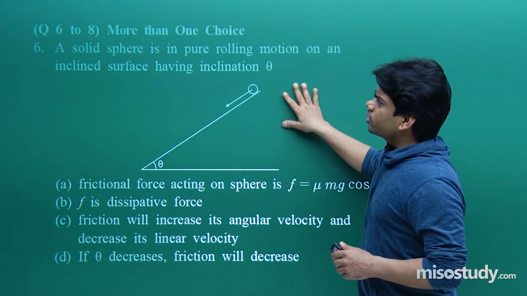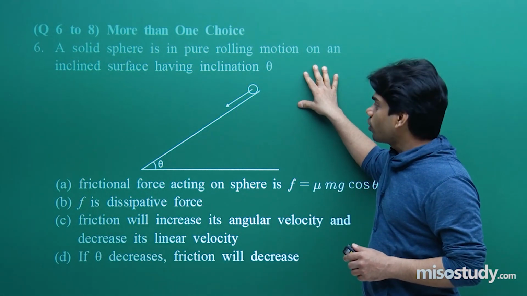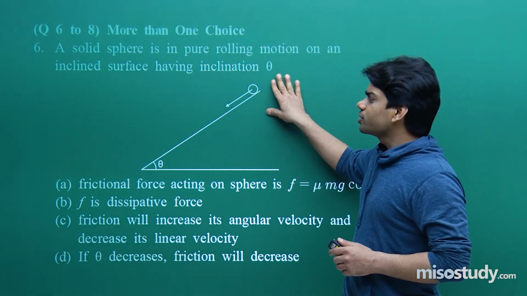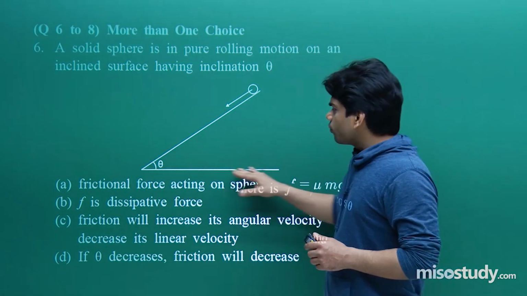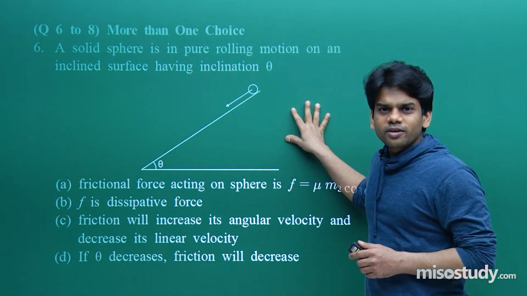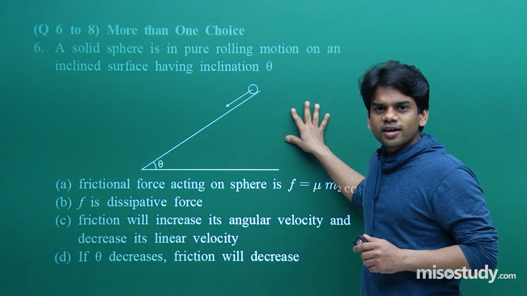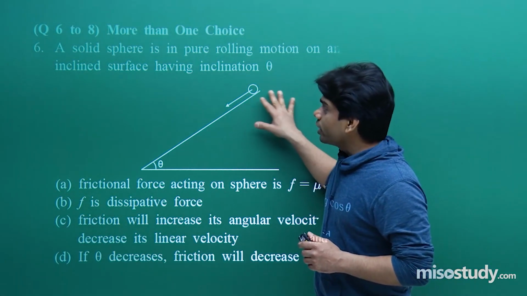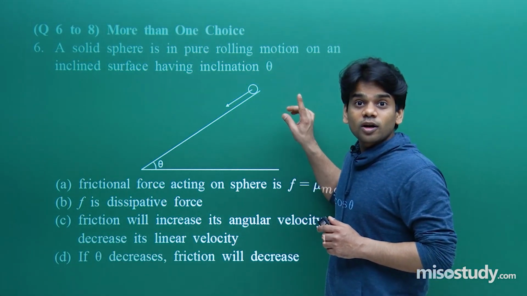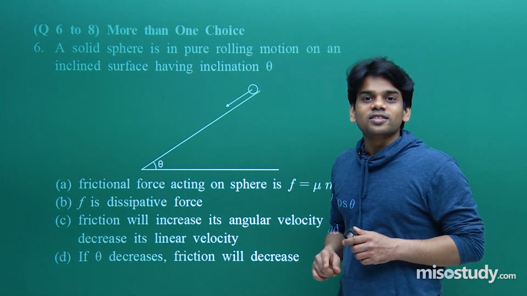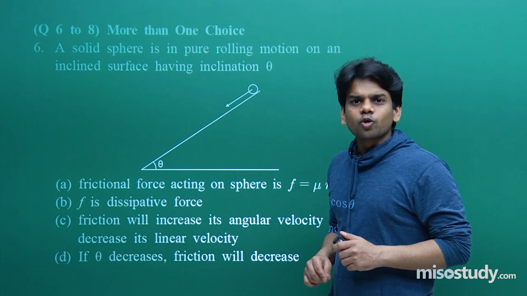6th question: a solid sphere is in pure rolling motion on an inclined surface having inclination theta. So we have an inclined plane and a solid sphere. From solid sphere, you can understand its moment of inertia will be 2 by 5 mr square. It's in pure rolling motion, that means it is not slipping. That means you can relate linear velocity with angular velocity as v equals r into omega.